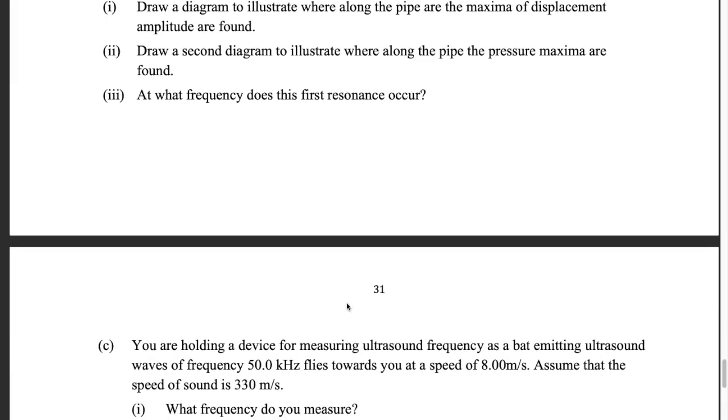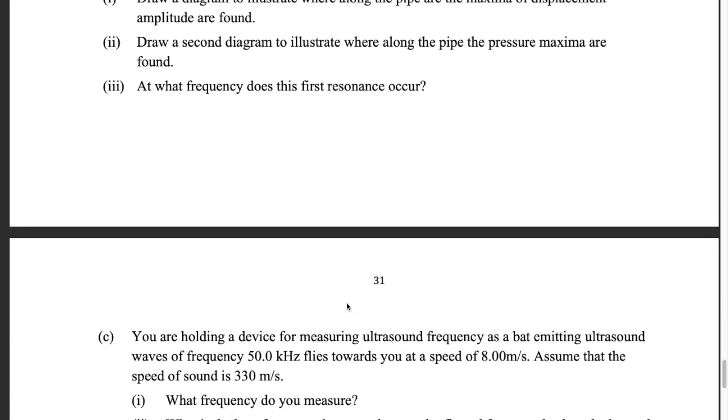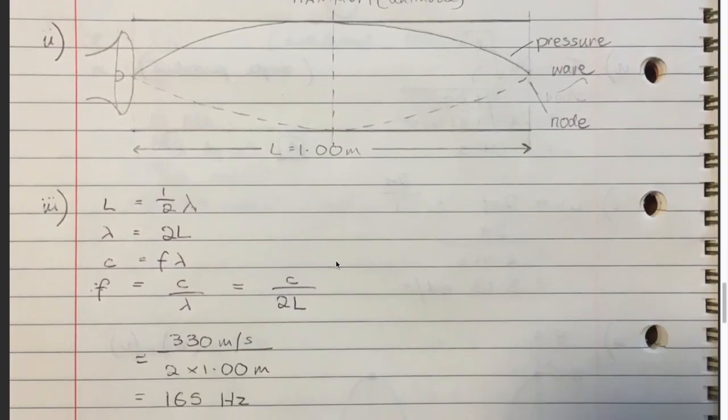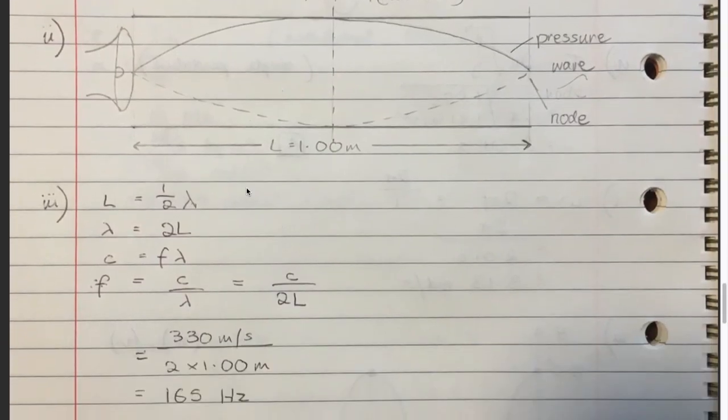Part 3, at what frequency does this first resonance occur? So for this, we use what I just said a minute ago, which is that the length of the pipe forms half a wavelength.